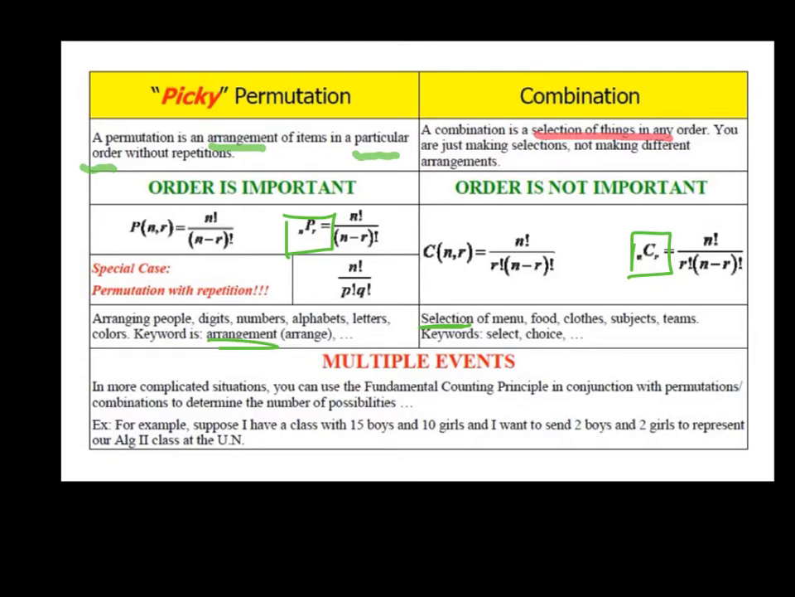And then it says there for multiple events, in more complicated situations, you can just use the fundamental counting principle with or along with the permutations and combinations to determine the number of possibilities. So it gives you guys an example down there. It says if I have a class with 15 boys and 10 girls and I want to send 2 boys and 2 girls to represent our ALS 2 class in the UN. So we can use different things that we've learned together when we're trying to find the number of arrangements or combinations for something, but we will look at that.